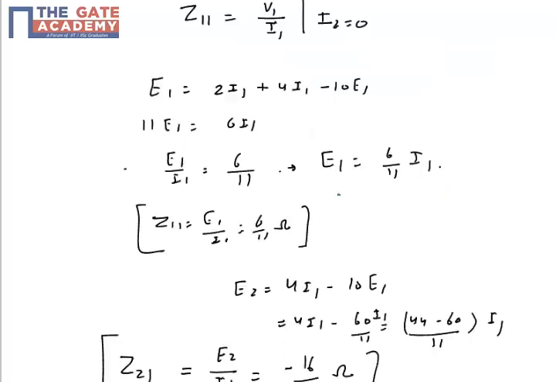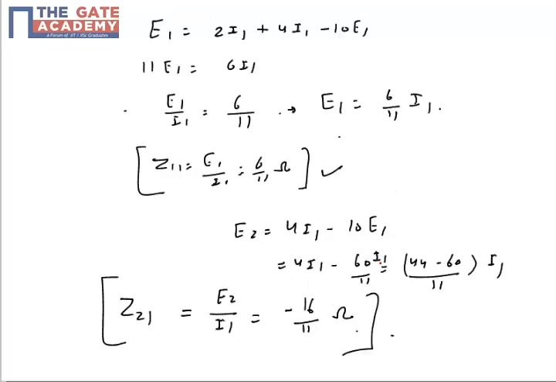So my Z11 actually turns out as 6 by 11 ohm, and Z21 is minus 16 by 11 ohm.